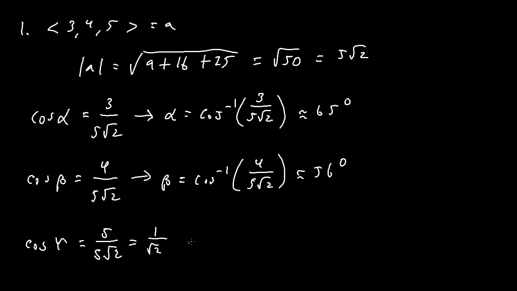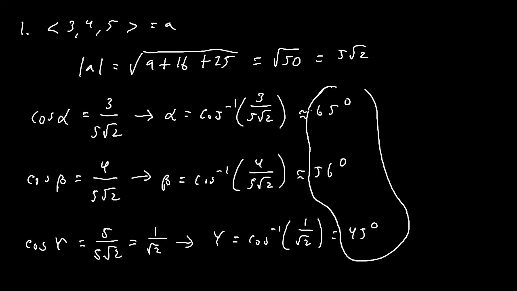And then finally for gamma, we go ahead and isolate it. So that's going to be equal to the inverse cosine of 1 over the square root of 2, and that should give you exactly 45 degrees, because cosine of 45 degrees, or cosine of pi over 4, is exactly square root of 2 over 2, or 1 over the square root of 2. So those are going to be the direction angles.